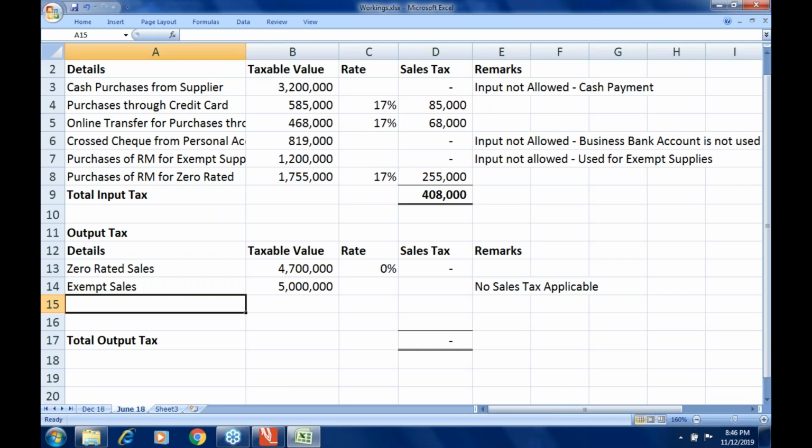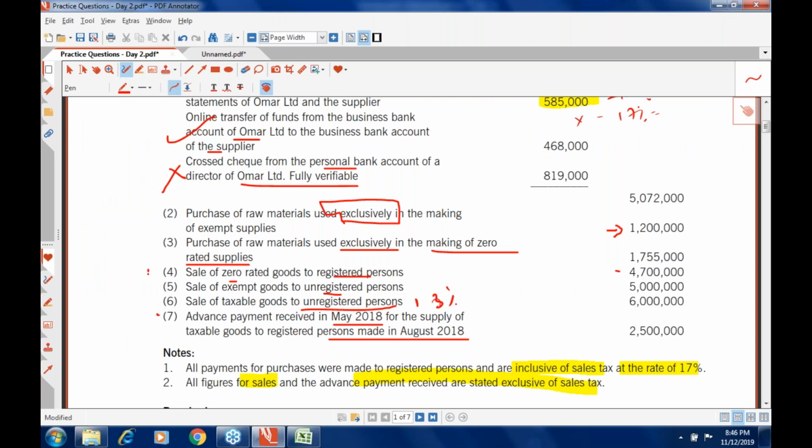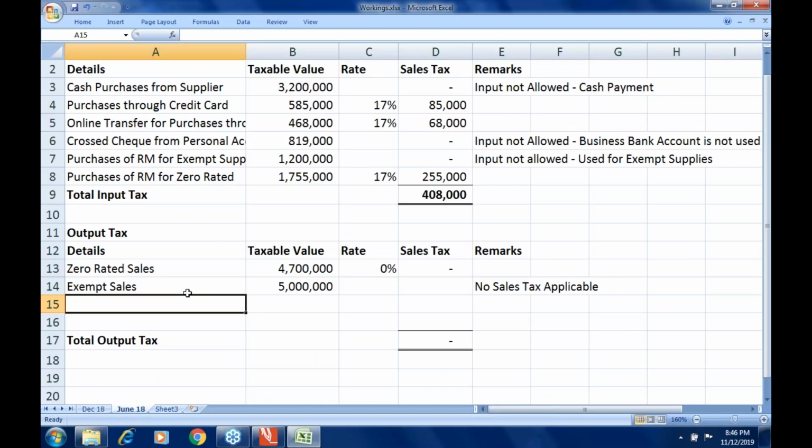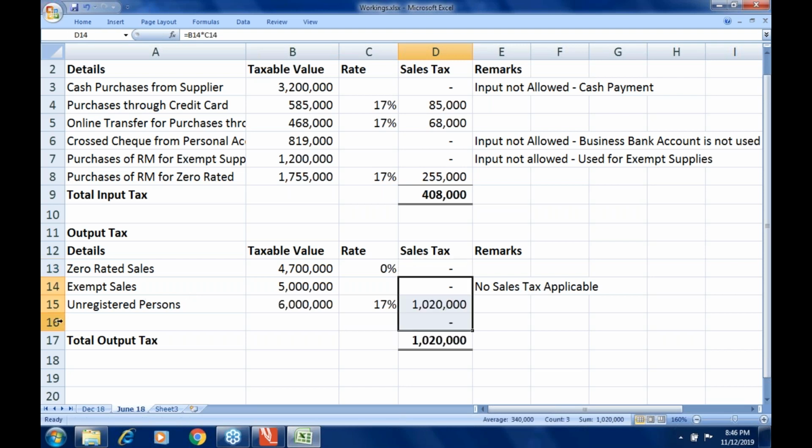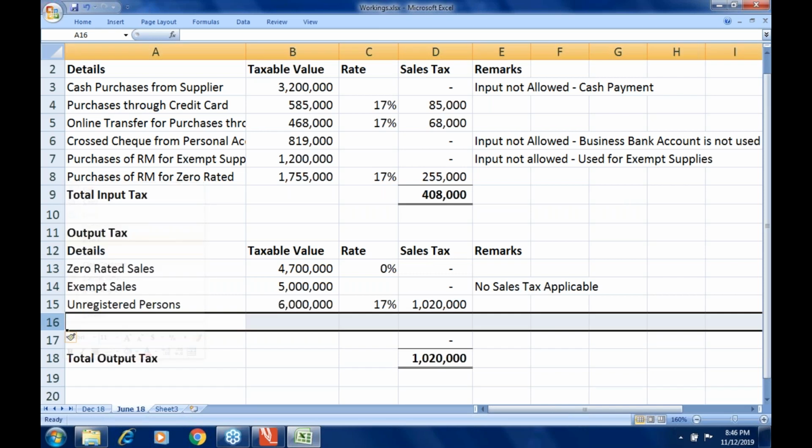Then it says sales of taxable goods. We have talked about the exempt and the zero rated. It says sales of taxable goods to unregistered person. So how much amount of purchases are the unregistered persons making? It's 6 million, and you've got 17% onto it.